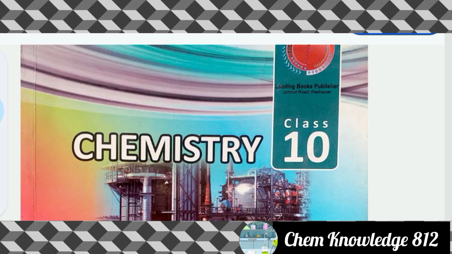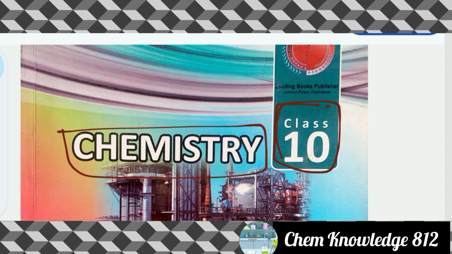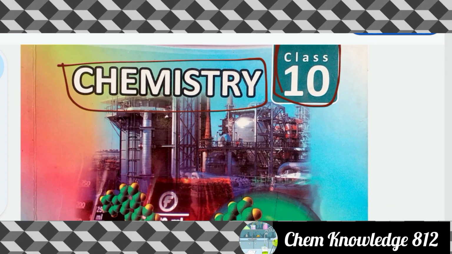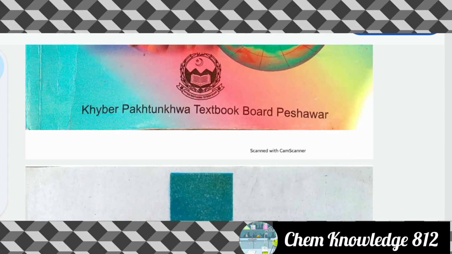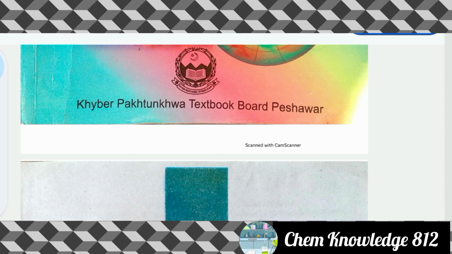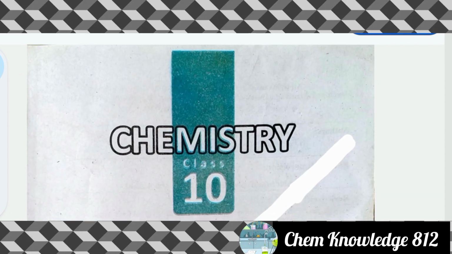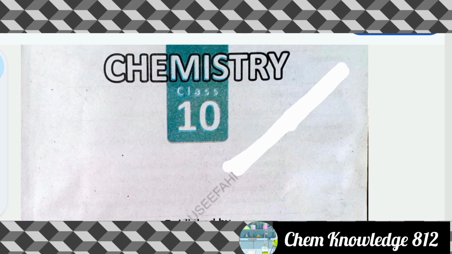In this chapter, we will discuss the chemistry of class 10. You can say this is chemistry, chapter number 10. In chapter number 10, we will discuss the KPK, Khyber Pakhtunkhwa Text Board of Peshawar. So, you can say that this is chemistry of class 10.